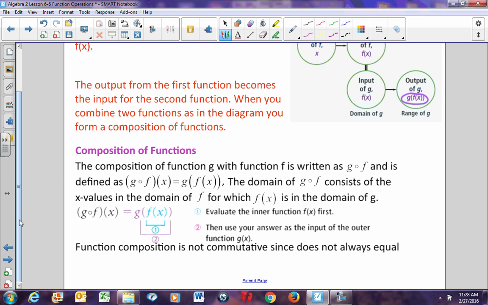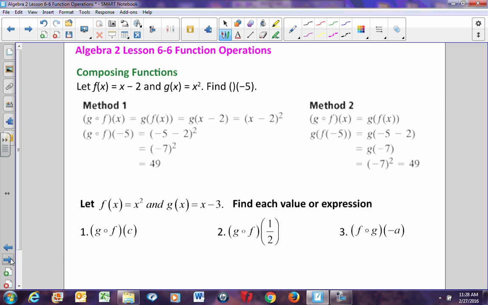Function composition is not commutative. Okay? Since f of g of x does not always equal g of f of x. Okay? It's not commutative. It's really important. Okay? Sometimes they work both ways. A lot of times they don't. Okay. Composing functions. There's two ways to compose functions. And I'm showing you both these ways, but you can choose which one you want to.